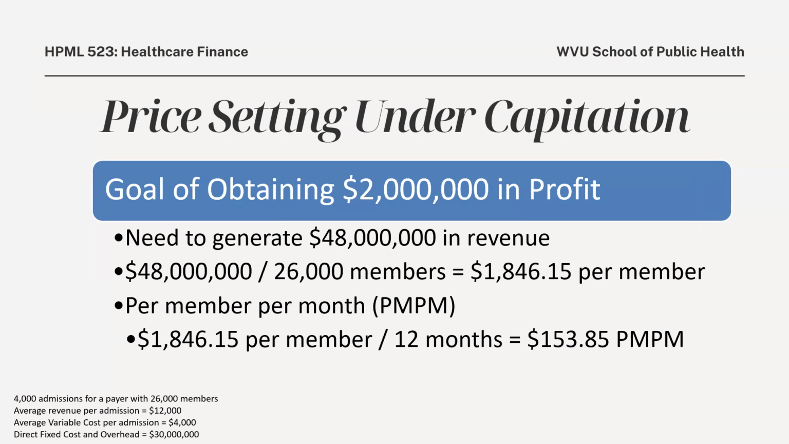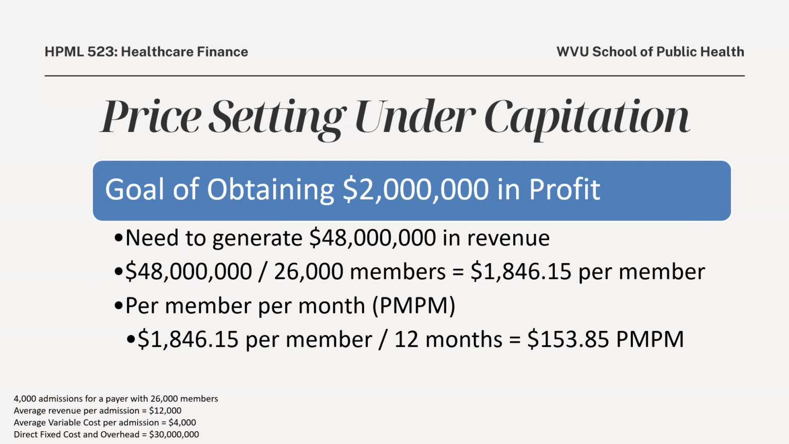When you're thinking about obtaining that goal of a profit of $2 million, you need to understand how much you have to charge per member per month. So you need to generate the $48 million in revenue. To get that amount from the payer, you need to take that 48 million and divide it by the number of members, which in this example is the 26,000 members. So you'll get a value needed to be paid to that healthcare organization or that physician of $1,846.15 per member.